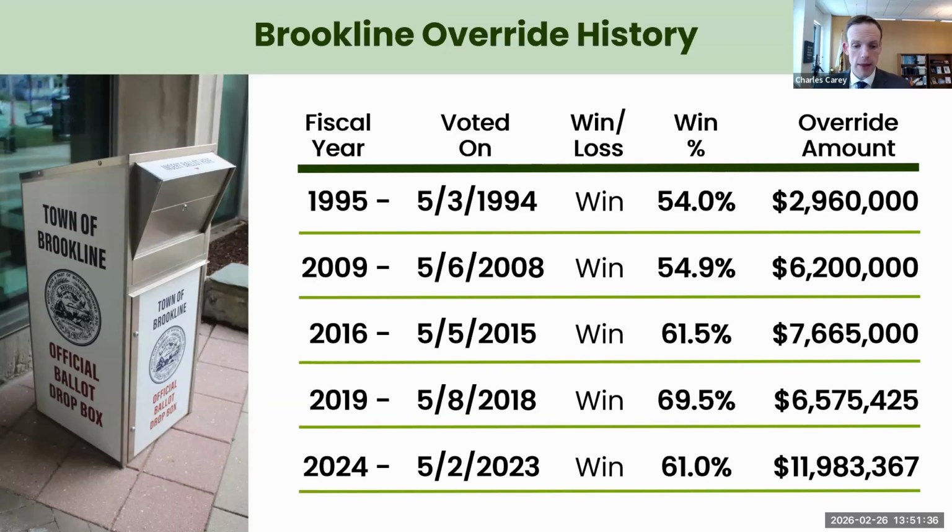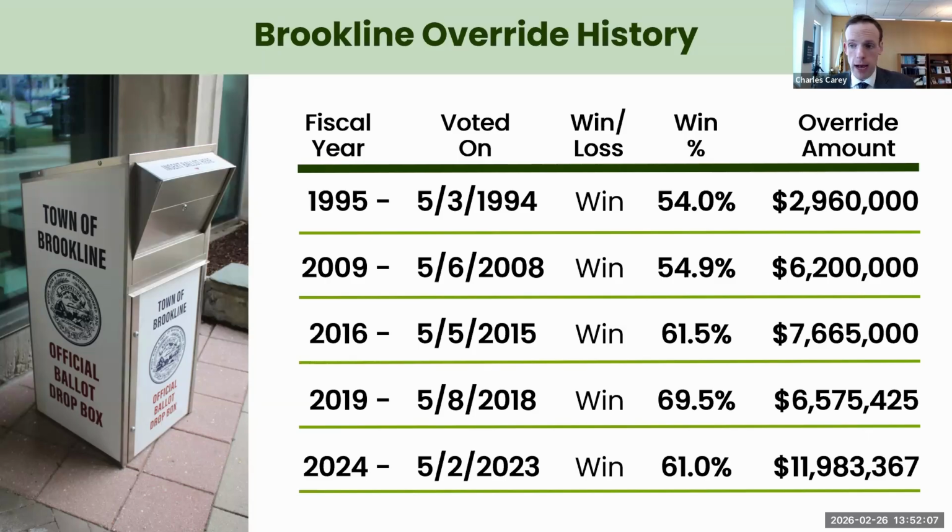6.5 in 2019, and then for fiscal year 2024, passed in 23, there was an override of close to $12 million. At that time, that was the single largest override in Massachusetts history. It has since been eclipsed by Melrose's override last year. Melrose passed a $13.5 million override. Arlington has put a $14.8 million override on the ballot. They vote next month. So we will see how those initiatives pan out.